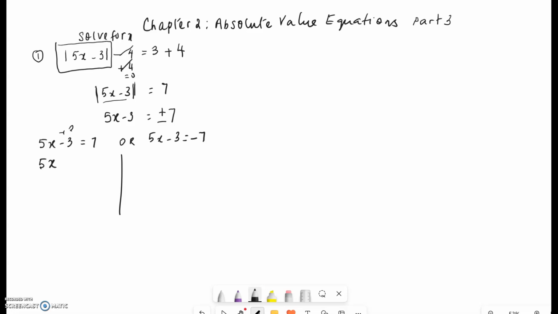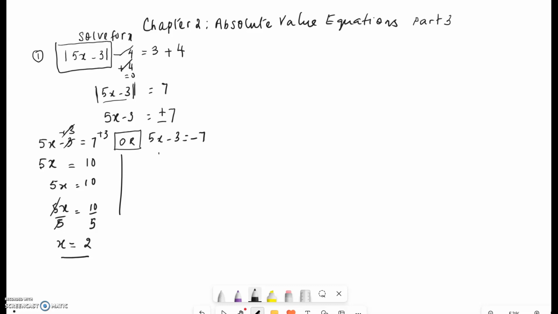5x, and then we add 3 on both sides here to get 5x equals 10. The plus 3 and the minus 3 cancel each other out. 5x equals 10. So 5x divided by 5 equals 10 divided by 5. Cancel the 5's and we get x equals 2. Now solve the other equation.